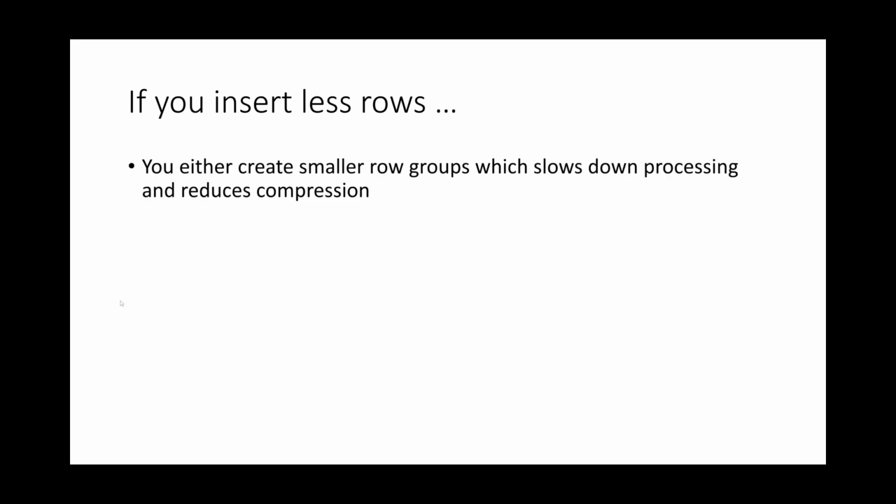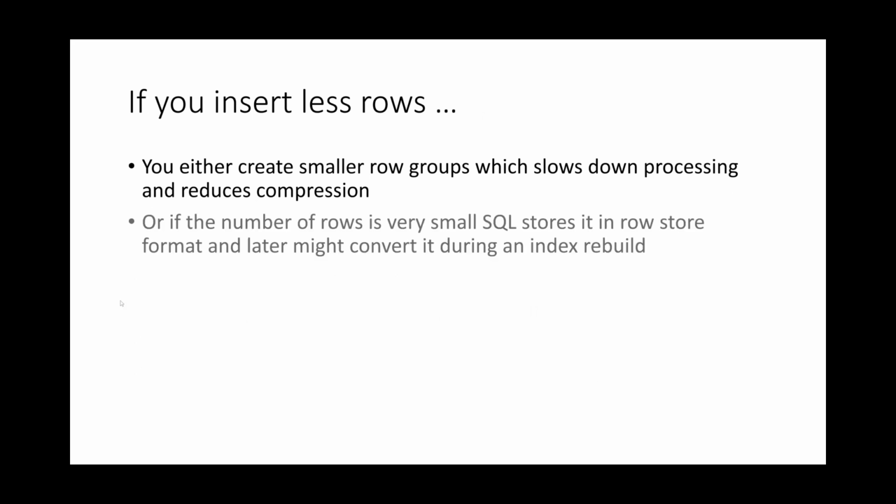So what happens if you insert fewer rows? You either create smaller row groups, which slows down processing and reduces compression, as we already said, or if the number is really small, SQL Server is a little bit more clever and creates a second table that is a regular rowstore and stores these small amounts of rows there. Then when you query, it unions the two tables together. Just describing it makes me cringe that SQL has to union stuff together. If you've been working with SQL for a while, you know that's really bad for query performance.